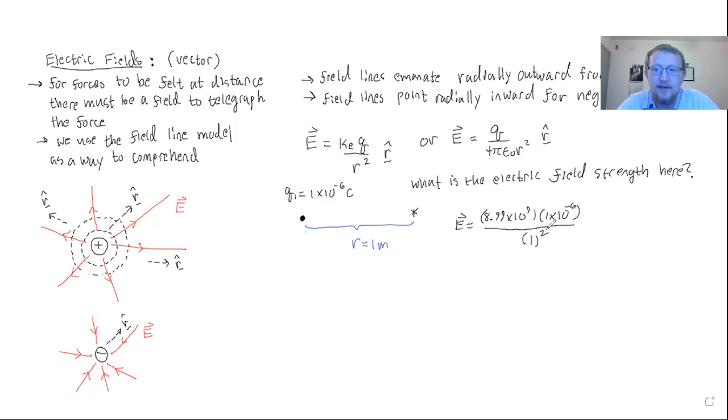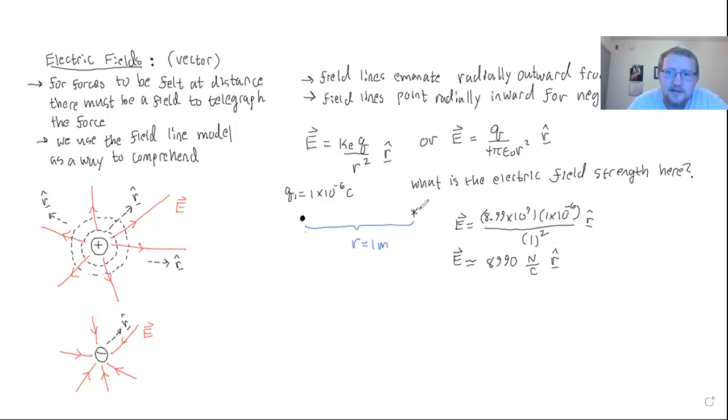All right, so the electric field strength here at that particular point is, of course, in the r hat direction, going to be 8,990. And the units for the electric field at this point in the game is going to be newtons per coulomb. You'll see why in a minute. And it's in the r hat direction.